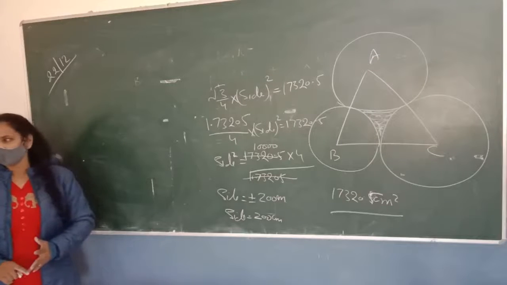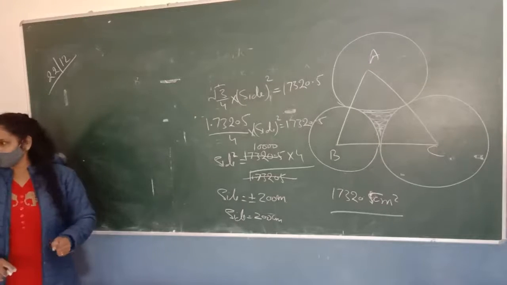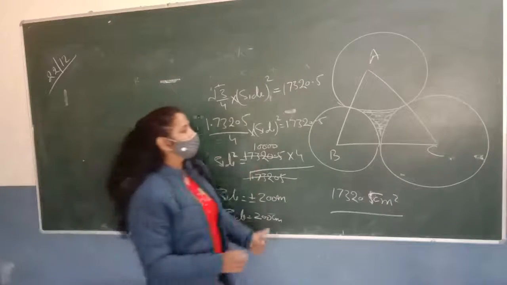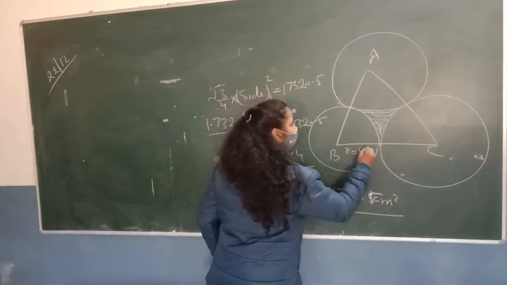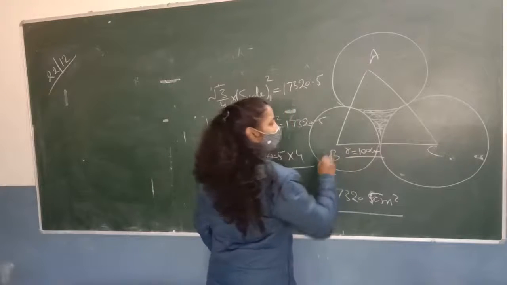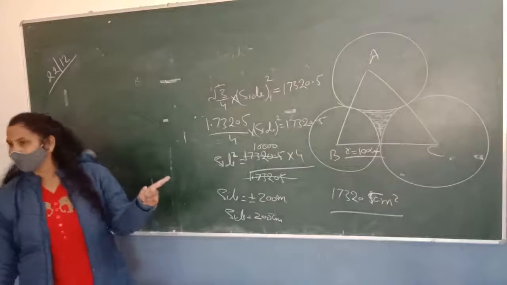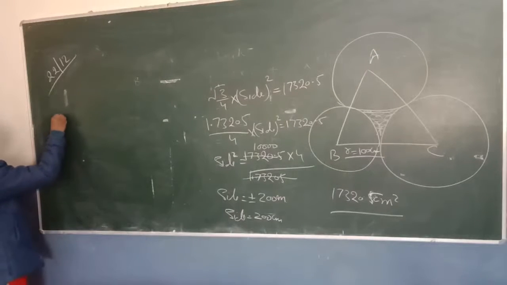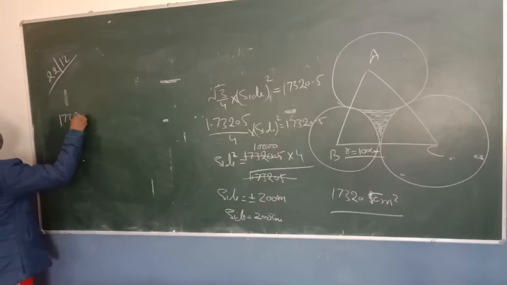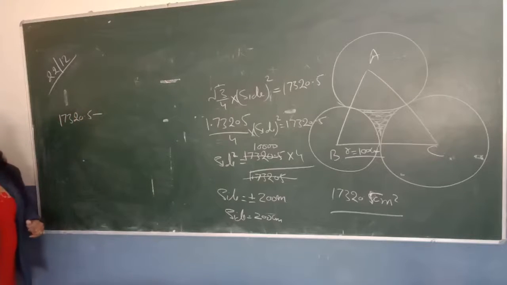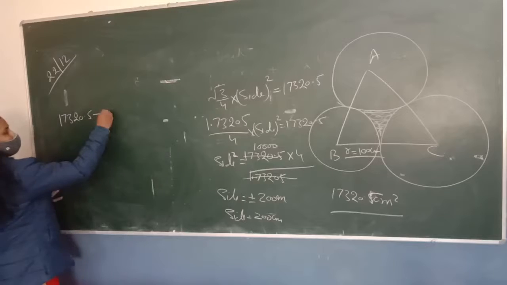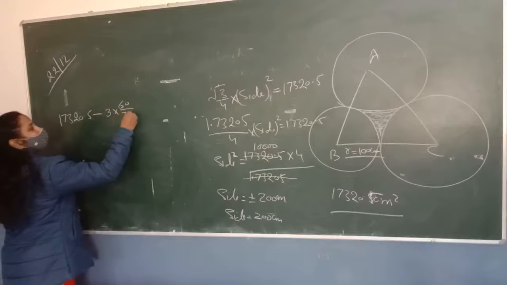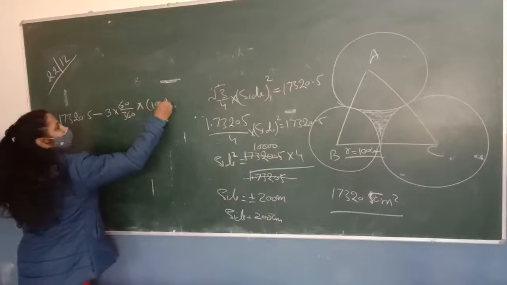200 upon 2. Since the length of the side is 200 centimeter and we know that half of the side is the radius of the circle, so we can say the radius is how much? It is 100 centimeter. So we can easily find the area of the shaded portion by subtracting the three sectors from the equilateral triangle. The area of the equilateral triangle is 1732.05 minus the area of the three sectors. Three sectors should have the area 3 into theta upon 360 pi r square.